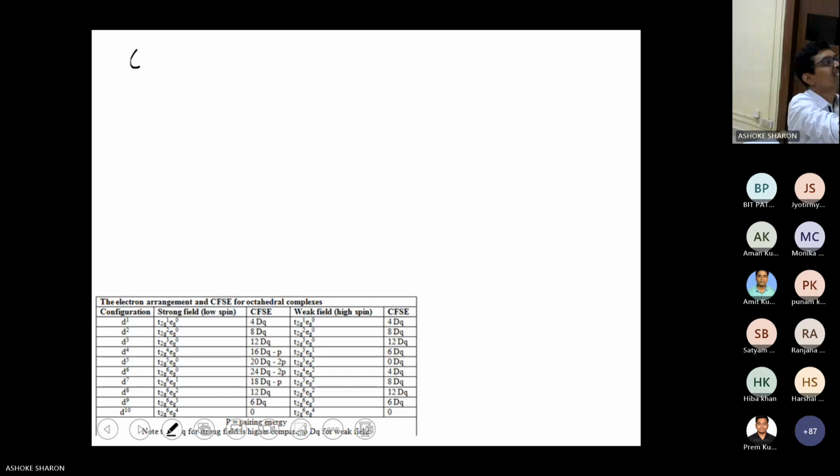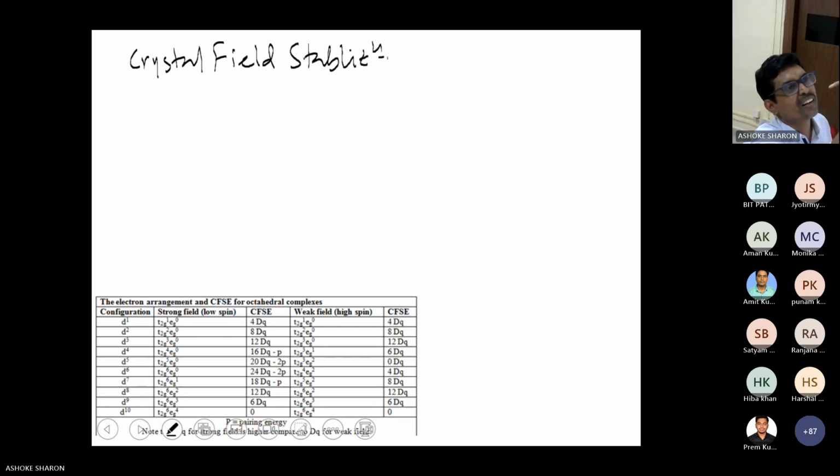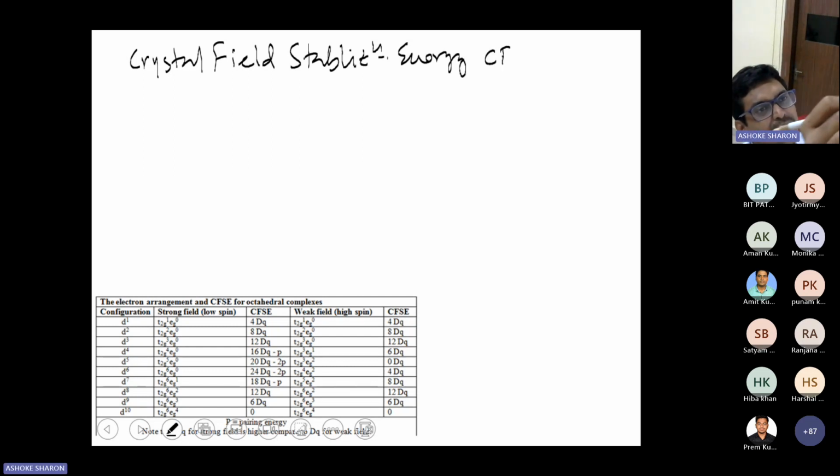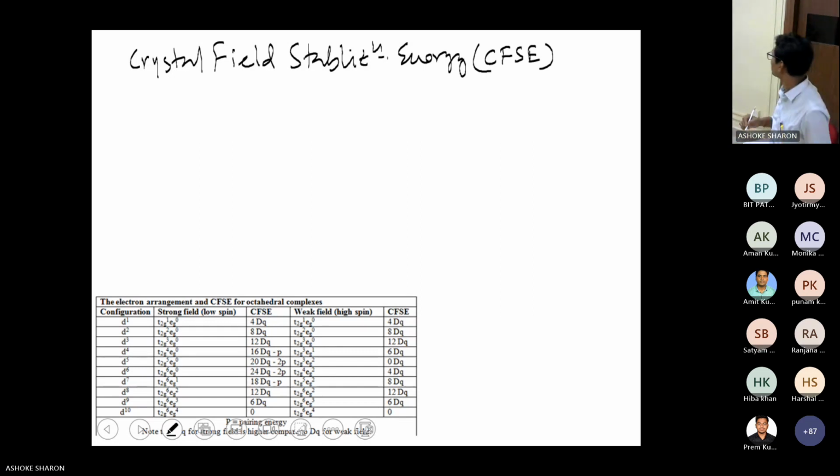That is crystal field stabilization energy, CFSE. So finding the crystal field stabilization energy is a very important step.